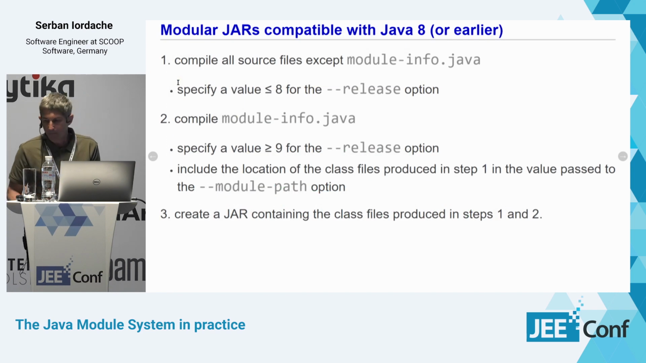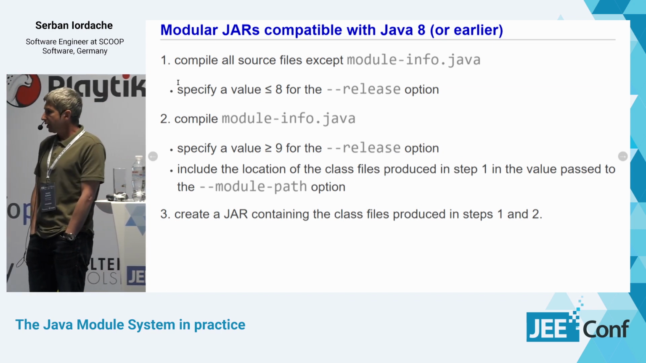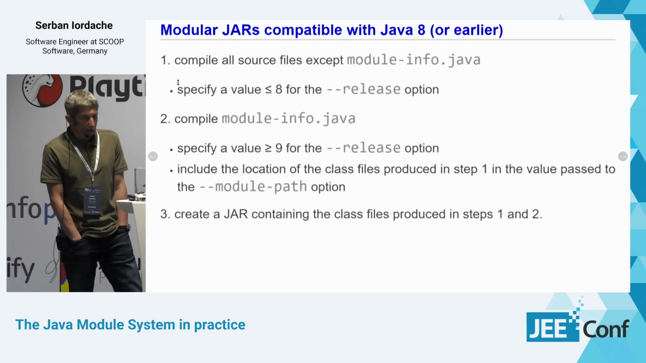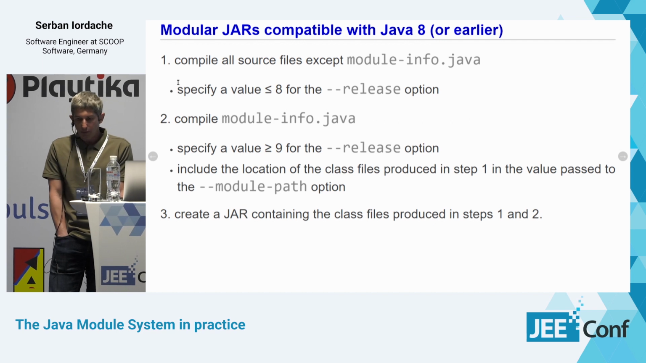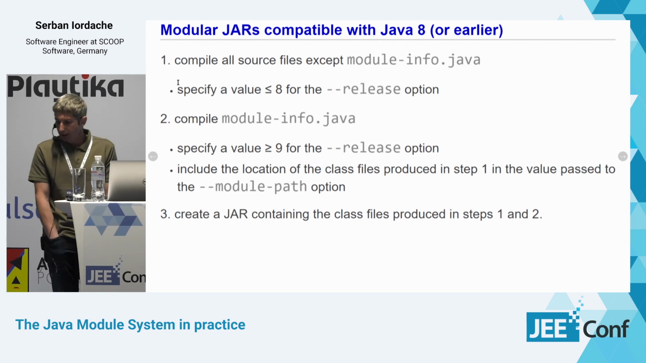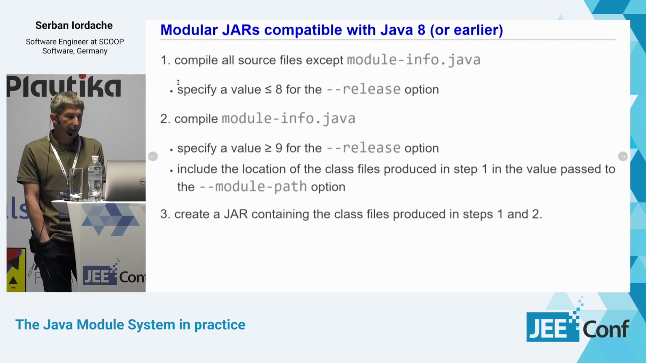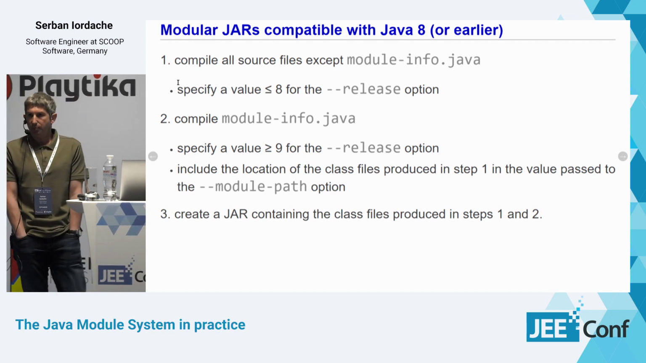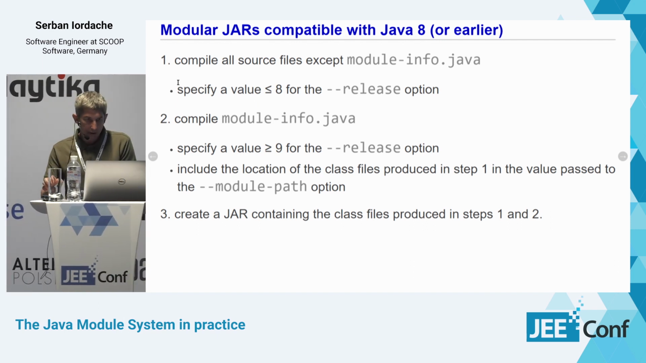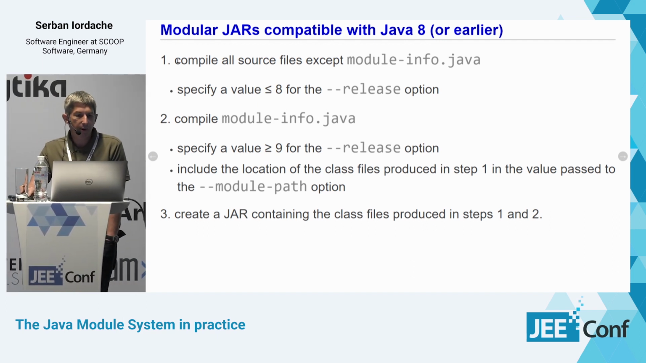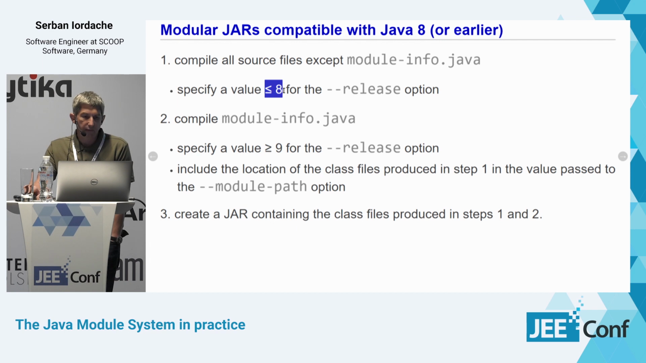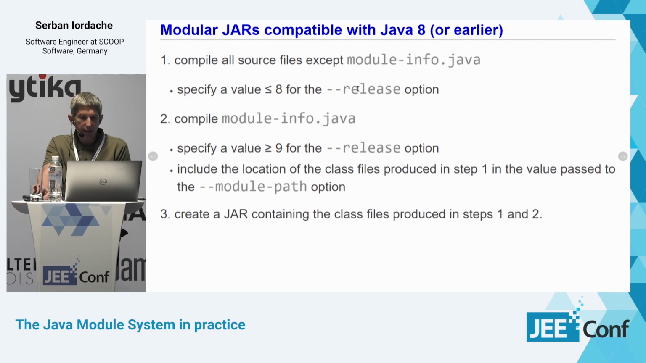So let's go further. Let's assume you have a library which is Java 8 compatible, and you modularize this library. So you add a module descriptor, but you still want this library to be compatible with Java 8. The problem here is that you cannot compile the module descriptor in Java 8 compatibility mode. So what you need to do is first to compile all sources except the module-info.java using a value less than or equal to 8 for the release option.